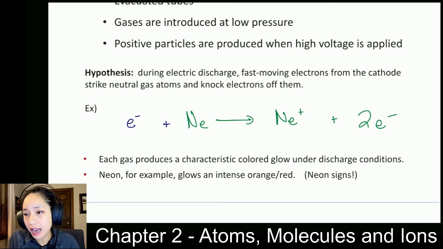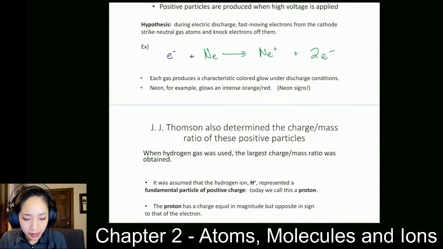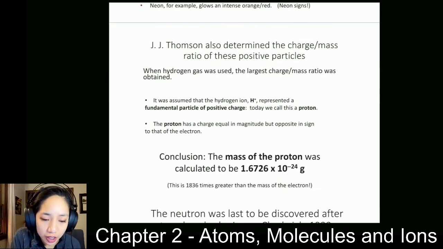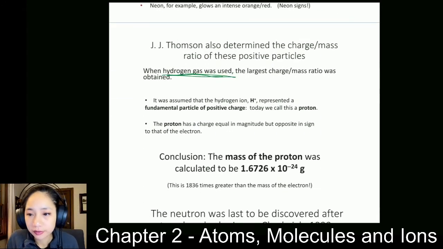So each gas will produce a different colored glow in the discharge tube or in the neon sign. So that's why neon signs glow an intense orange or red, or why fluorescent lights actually have a little bit of mercury in them, because the discharge from mercury gives off what looks like white light. So that is essentially the basis of how a proton was discovered. But instead of using neon, we used hydrogen gas instead.